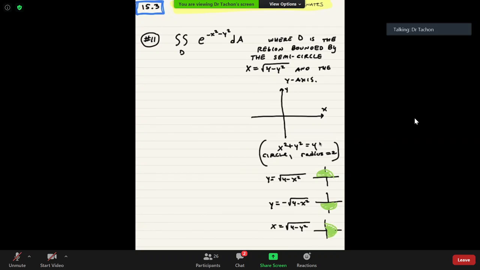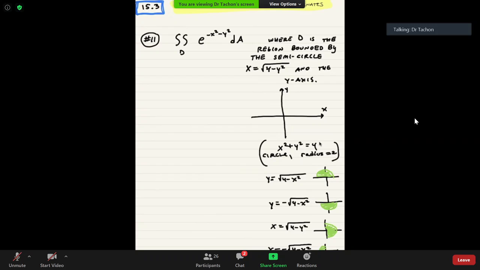And then might as well finish it off. What if we have x equals the negative of radical 4 minus y squared? What is this going to look like? This is going to be the left half. So are my scribbles down there making sense to you?